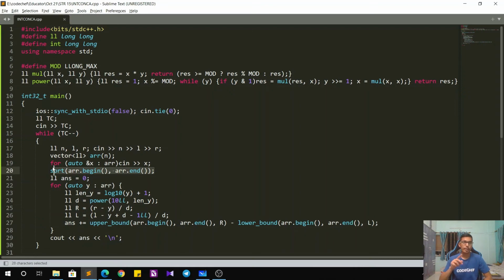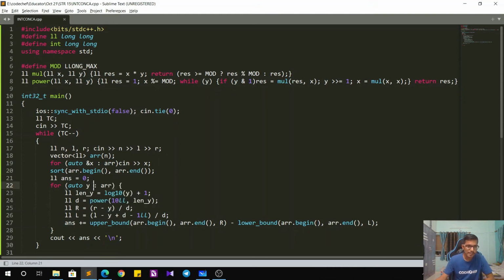So remember, binary search can only be applied on a sorted array. So don't make the mistake of applying functions like lower bound and upper bound on unsorted arrays. Okay, that is a common mistake people do. So make sure you sort it beforehand. Then I have my answer variable set to 0. Now I vary my y, that is each element in the array. Okay, so I'll be fixing the element y and I'll be counting the total different possible x.